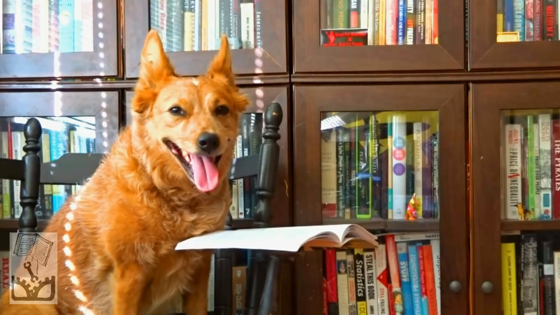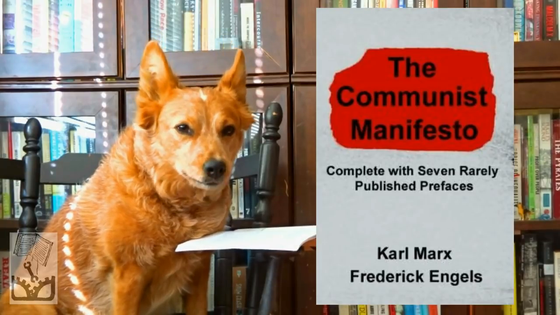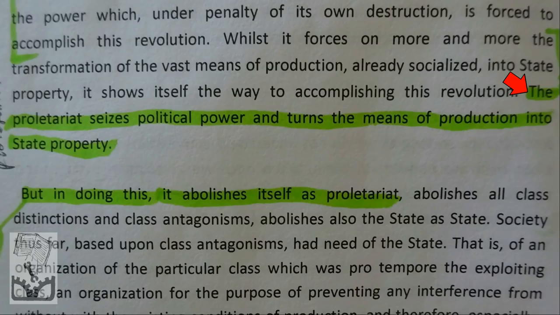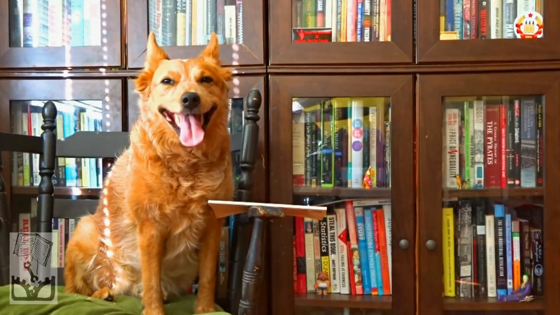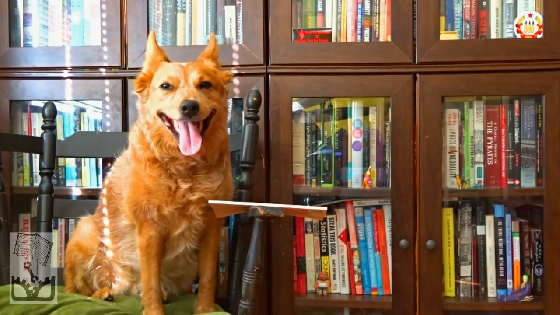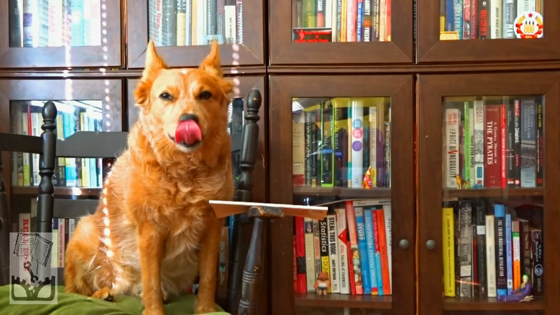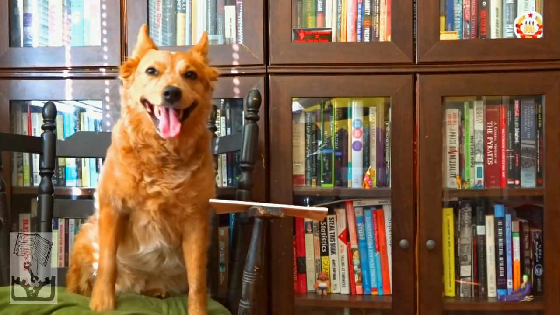Certainly, a fair point. Engels then lays out the same conclusion as the Communist Manifesto. He states, "The proletariat seizes political power and turns the means of production into state property. But in doing this, it abolishes itself as proletariat, abolishes all class distinctions and class antagonisms, abolishes also the state as a state." He argues that the state is a tool of subjugation, and as soon as its powers are used to subjugate capitalism, it thus destroys subjugation as a whole. Then the state will become moot and fade away.